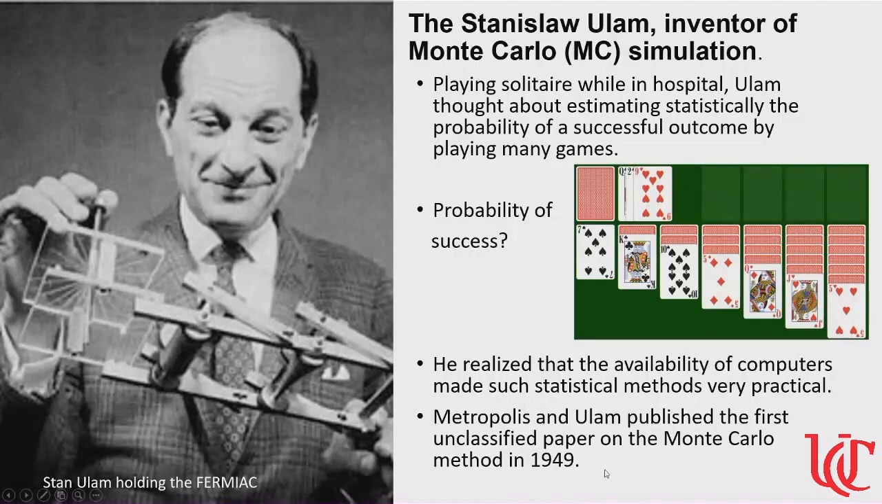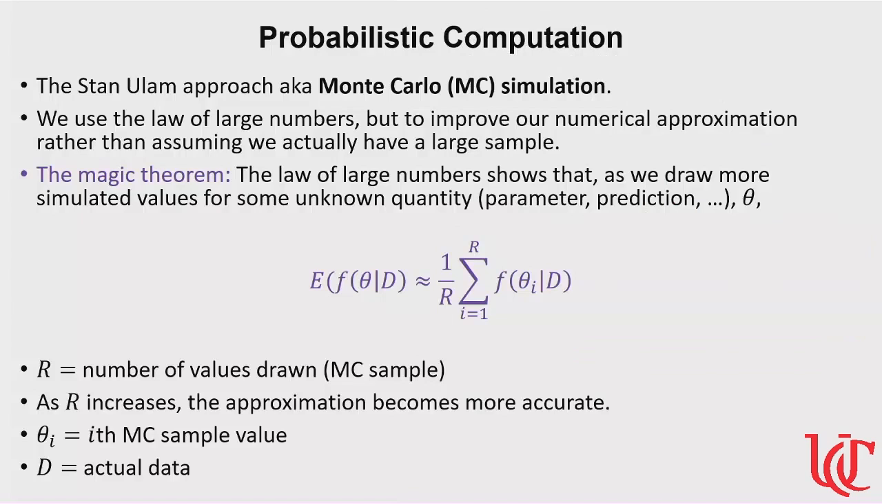But they published these papers in chemistry journals and places where statisticians would never find them. Right? So it's unclassified, but it's hard to find. But that's the whole idea, right? So the Stan Ulam approach is Monte Carlo simulation, and we're using the law of large numbers, just in a different way from the standard frequentist, saying, okay, pretend we have a large sample. We've got a small sample, but we're going to make a lot of draws from the posterior. We're going to numerically use the law of large numbers to improve our approximation.